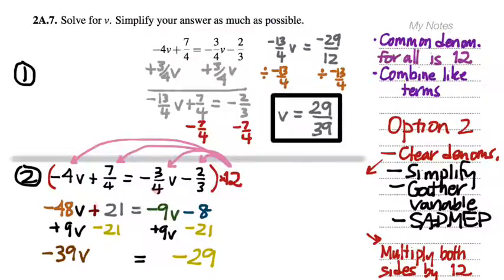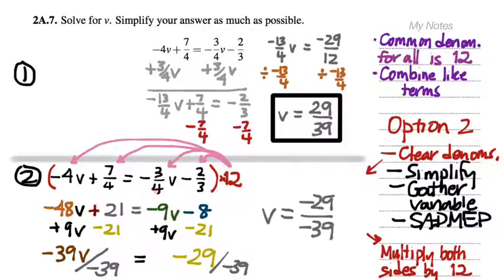So I added 9v to both sides to get all my v's to the left. I subtracted 21 from both sides to get all my constants to the right. And now I only have 1 step left to get the v by itself, which is to do what? Divide by negative 39, the coefficient of v. And we find that when the v is by itself, its value is negative 29 divided by negative 39.